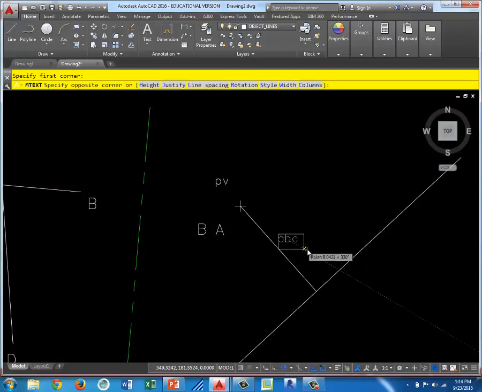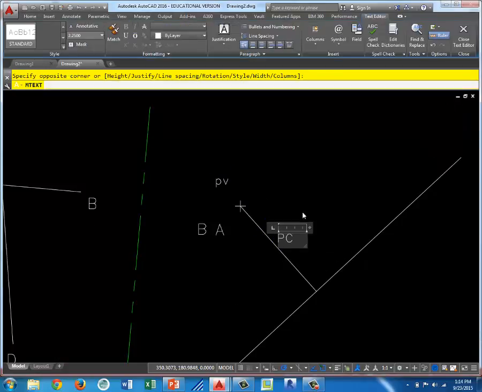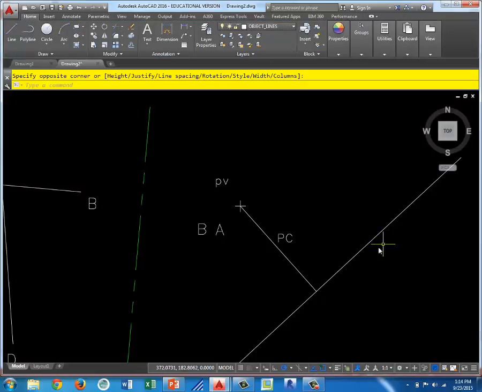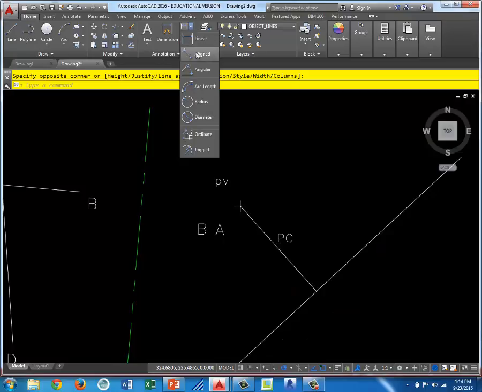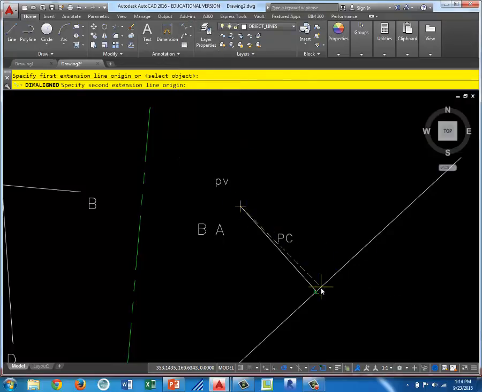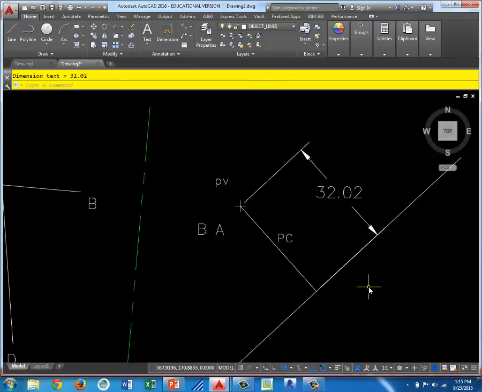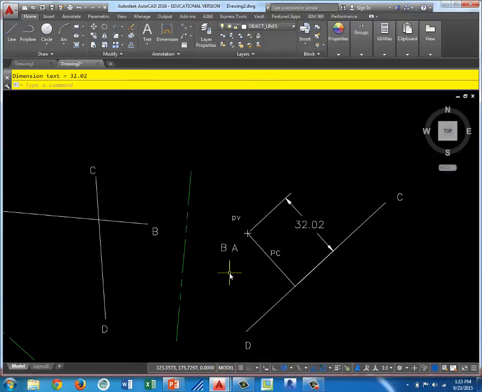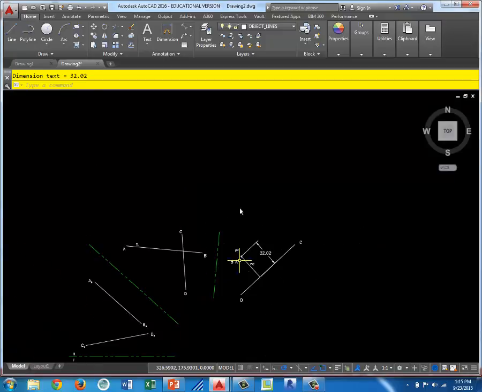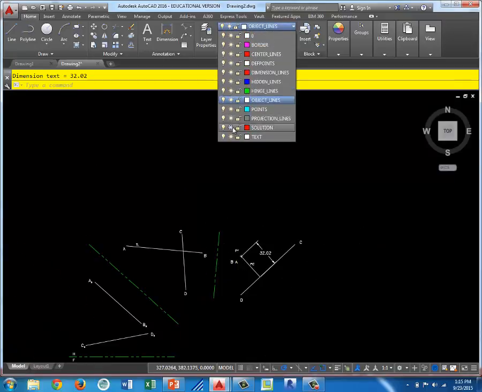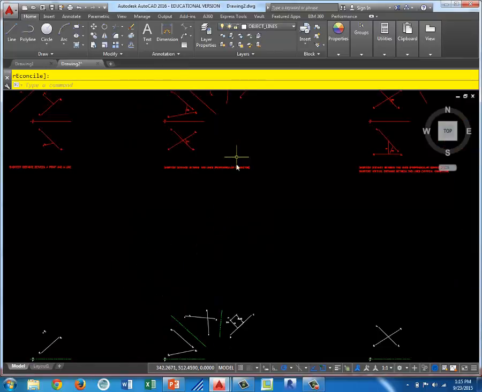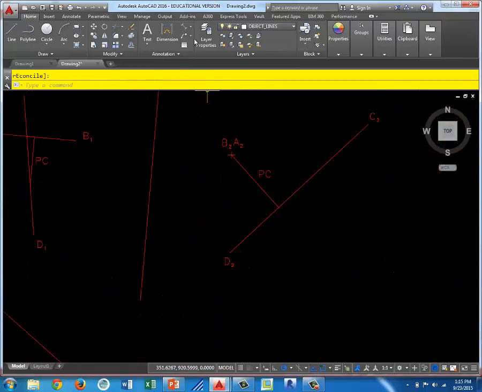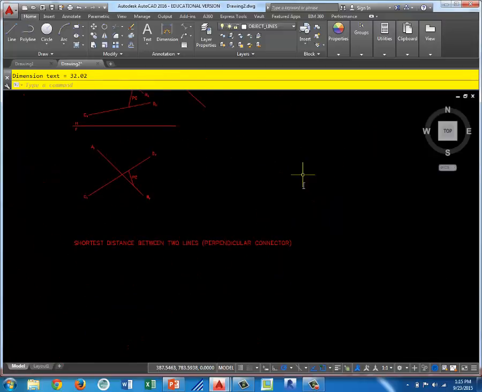So labeling wise, you'll often again be asked to just label it as the PC for the perpendicular connector. And you might be asked for the length too. So what is the clearance value? So I'm going to use my aligned dimension and find that I have a clearance of 32.02 is what I came up with. Keep in mind the solutions are up here as well. So you can thaw out that layer and take a look up there as well. Didn't have the dimension on that one, but looks like it's the same.